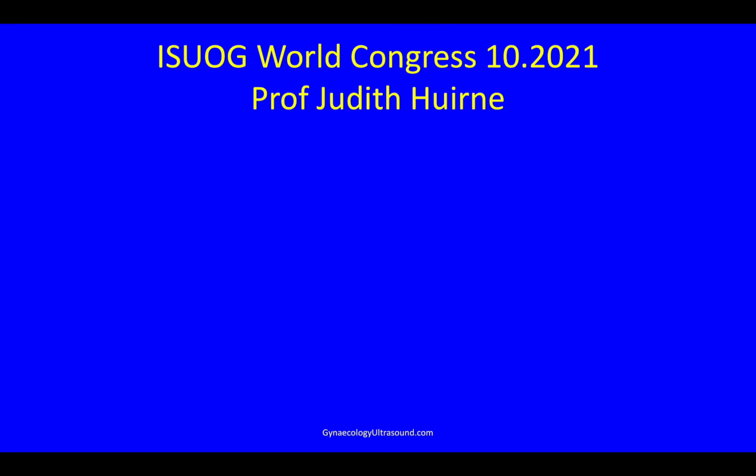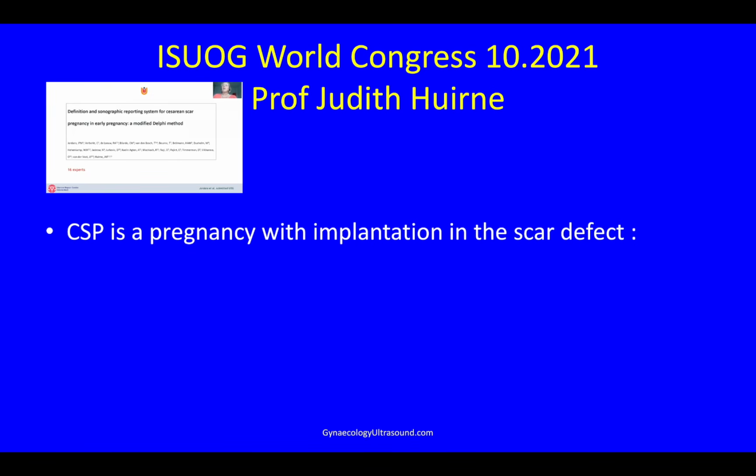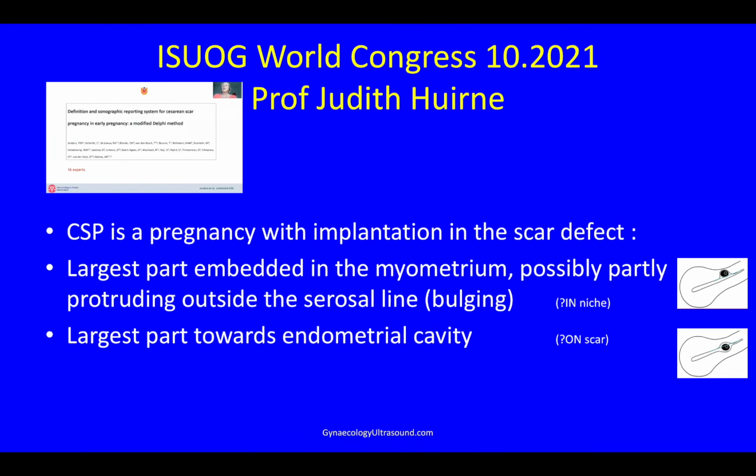And I was listening to Professor Hauner in October, and she is just publishing a sonographic reporting system, so I don't know what it will end up saying exactly, but again saying that a scar pregnancy is an implantation in the scar defect of two kinds. One is largest part embedded in the myometrium, and this one the largest part toward the endometrial cavity, and maybe that's talking about in niche and on scar.